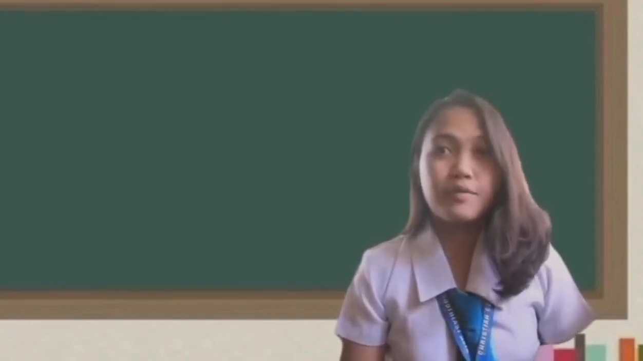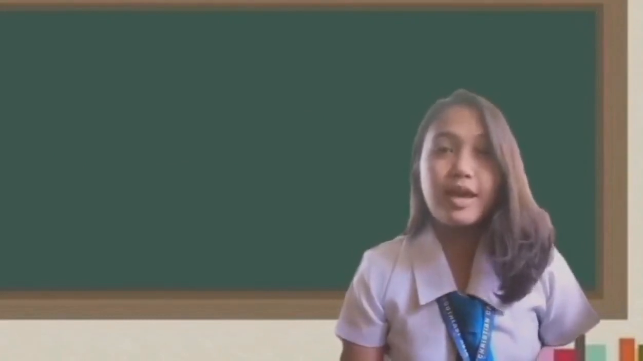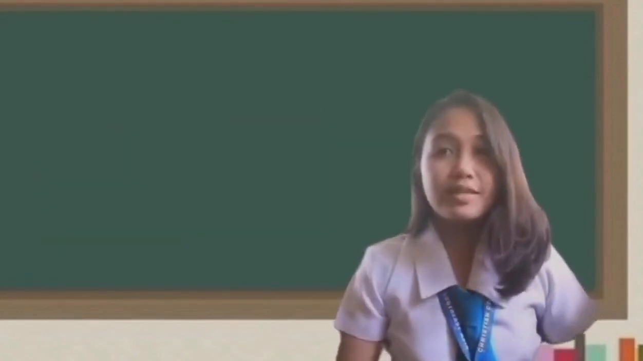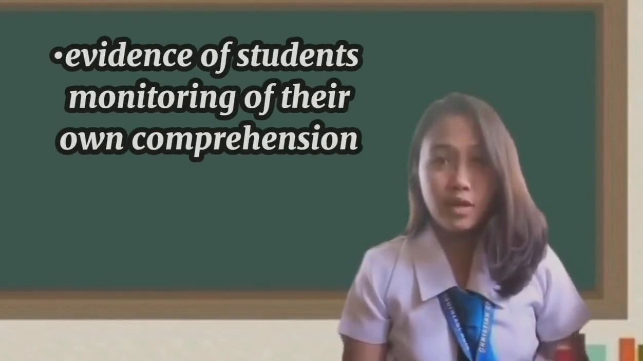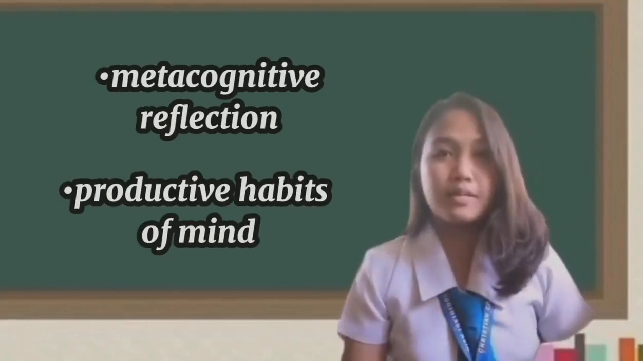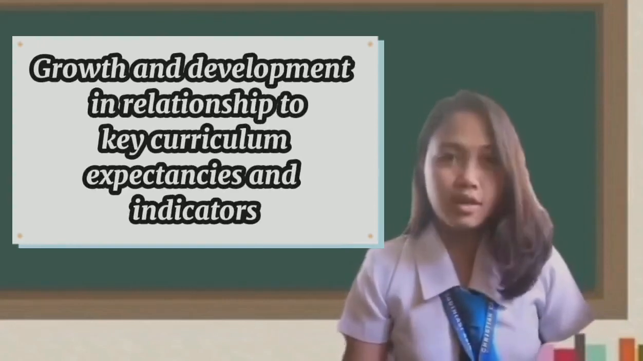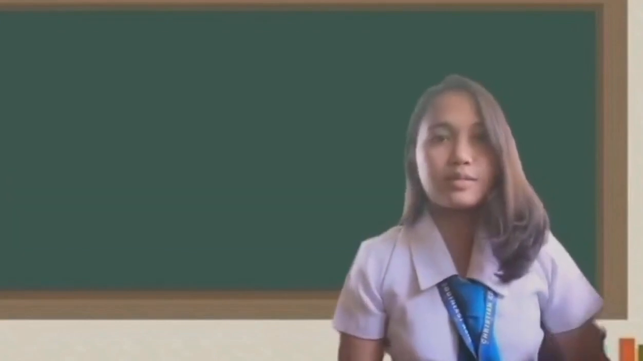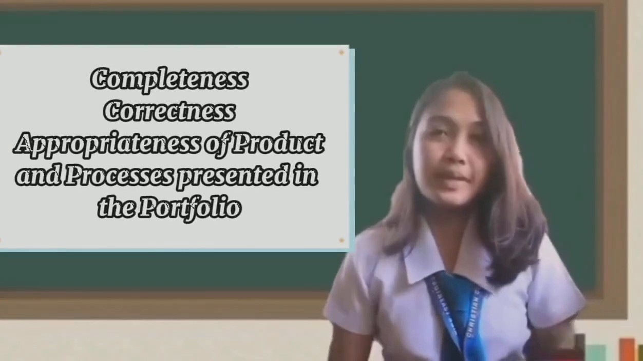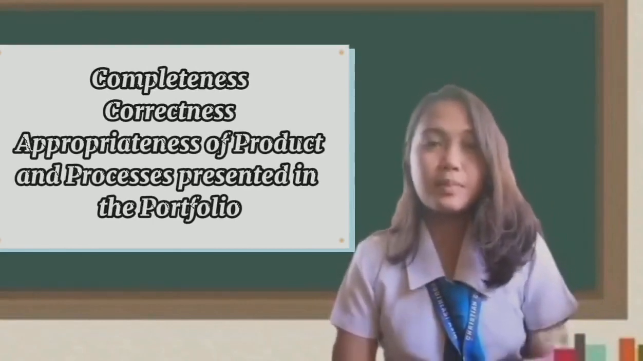Detailed rating criteria may be evolved to evaluate the finished portfolio presented by students. In general, they should include the following. First is thoughtfulness. This includes the evidence of students' monitoring of their own comprehension, metacognitive reflection, and productive habits of mind. The second one is growth and development in relationship to key curriculum expectancies and indicators. Next is understanding and application of key processes. Then completeness, correctness, and appropriateness of products and processes presented in the portfolio.